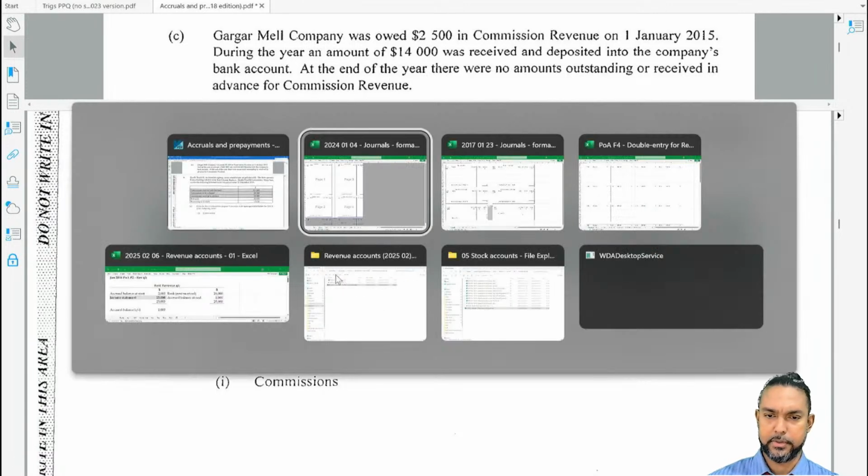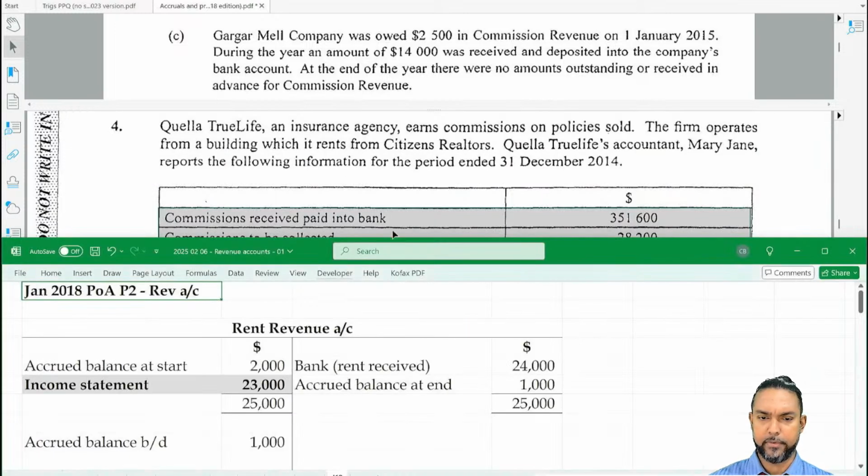Right, so let's take a look and see what's going on here. Where are we? Right, revenue accounts. Okay, so let's pull out across here. So the top one is J16, right? So Jan 16.